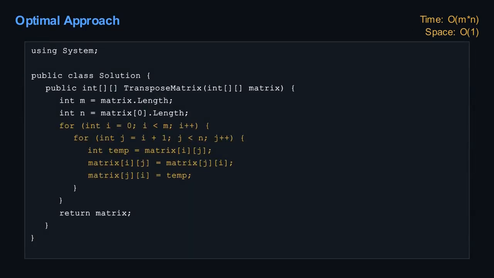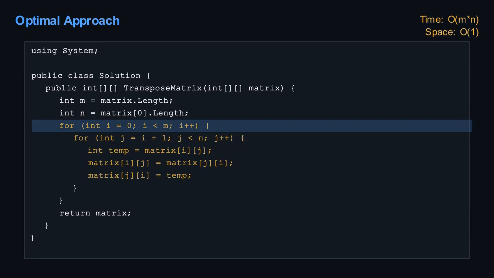The key insight here is that we can swap elements across the diagonal line of the matrix without needing a second grid. Imagine the diagonal line running from the top left corner to the bottom right corner. The numbers on this line stay exactly where they are. The numbers above the line just need to trade places with the numbers below the line. It's like a mirror reflection. This eliminates the need for extra space because we are swapping elements in place.